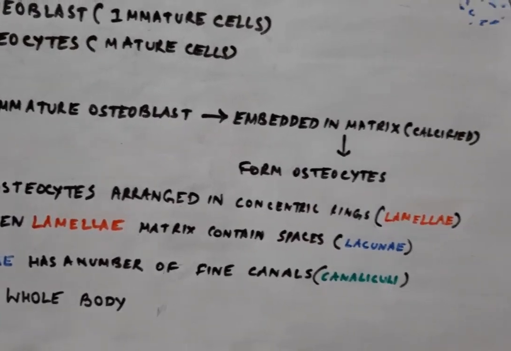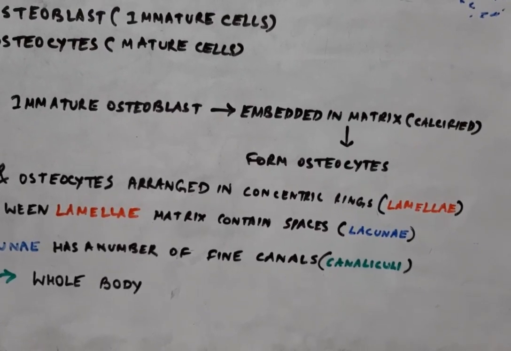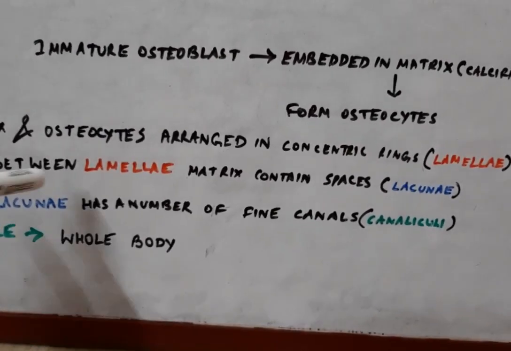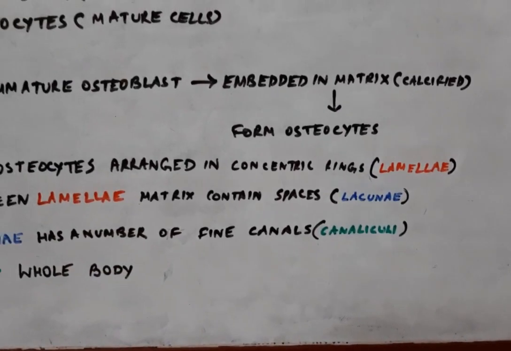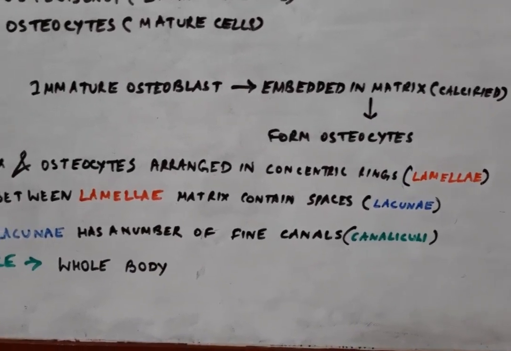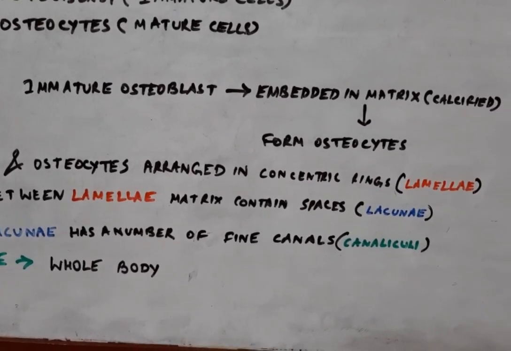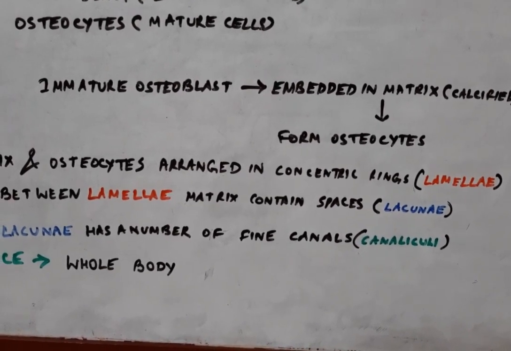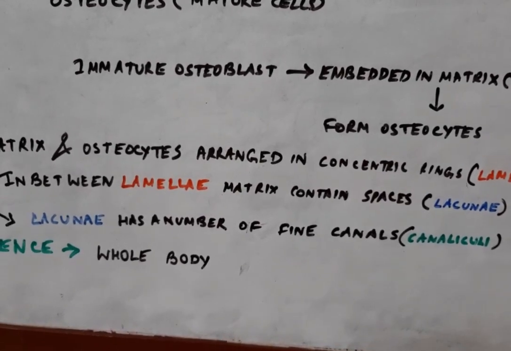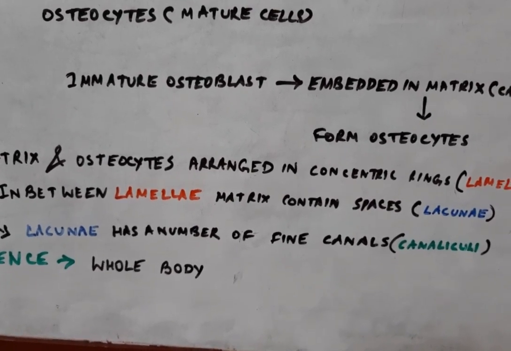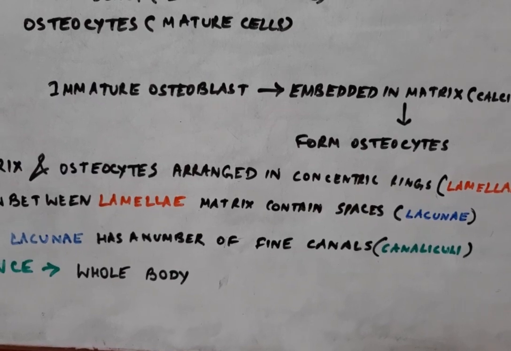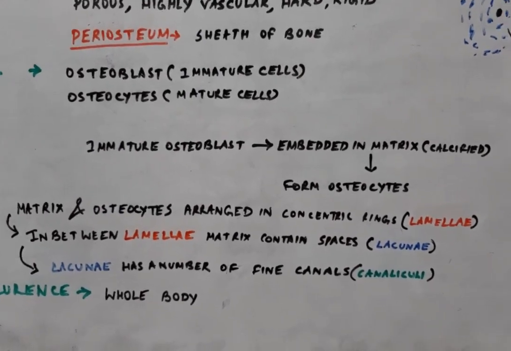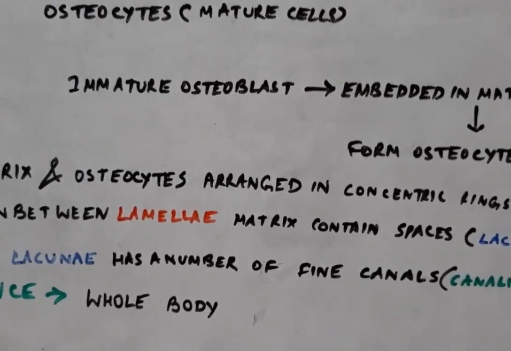In between the lamellae, the matrix has some spaces. This space is called lacunae. Each lacuna again has a number of fine canals which are known as canaliculi. These canaliculi have cytoplasmic processes of the osteocytes. So this is the structure of the arrangement of the bone cells.